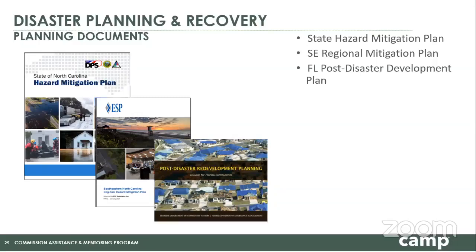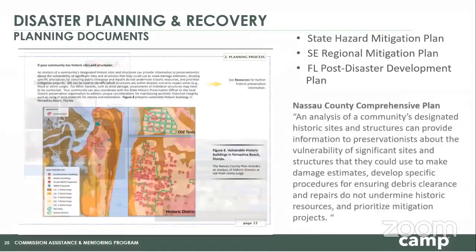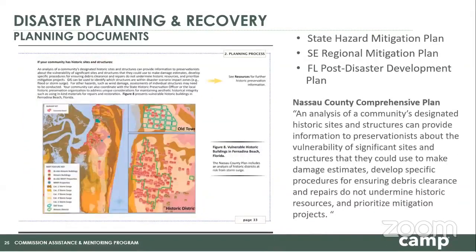So again, the development before and after for these storms. Here's a document for Fernandina Beach, Florida. It is a barrier island in Northeast Florida. And so a lot of the mapping has come in really handy.